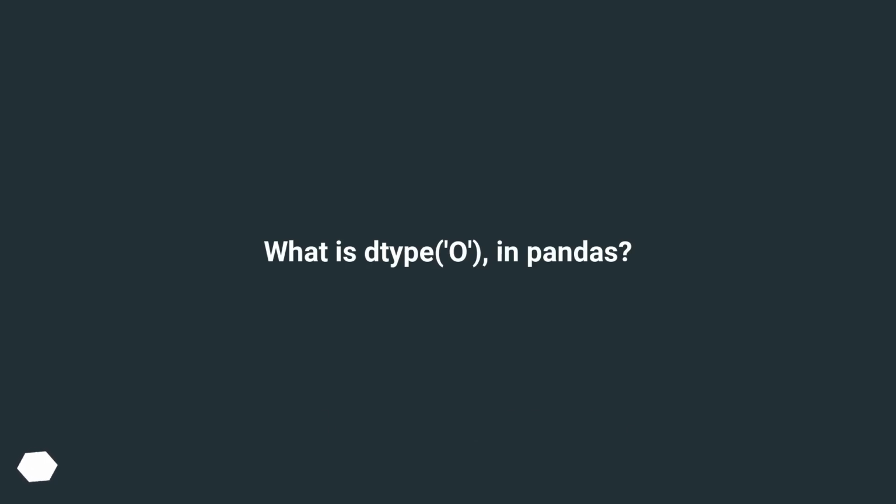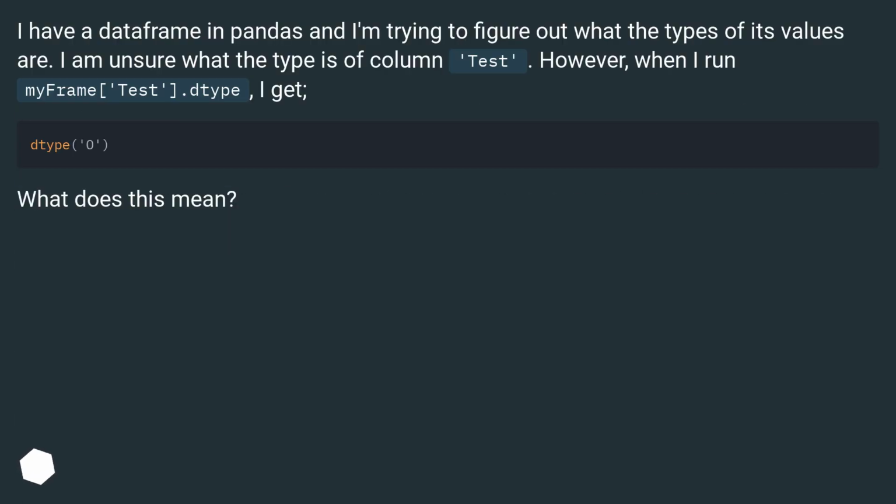What is dtype O in pandas? I have a data frame in pandas and I'm trying to figure out what the types of its values are. I am unsure what the type is of column test. However, when I run my frame.test.dtype, I get O. What does this mean?